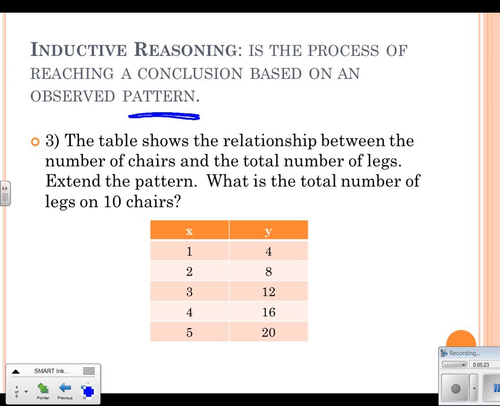So the inductive reasoning is the part where we say, you know what, I'm comparing the x to the y here, and I see that x times 4 gives me my y. X times 4 gives me my y. And it's consistent. That's our pattern. So if I wanted to know the total number of legs on 10 chairs, so I knew 1 through 5, I'm going to extend. 10 would be 40. And just using a simple problem with chairs and the number of legs you would have, that's what inductive reasoning is looking for. You're looking for a pattern.